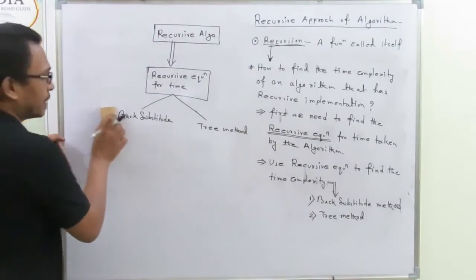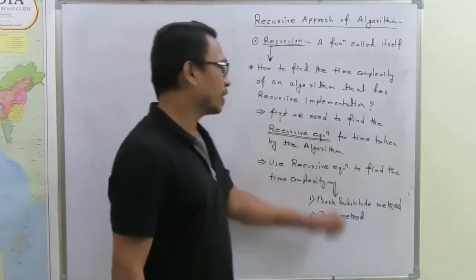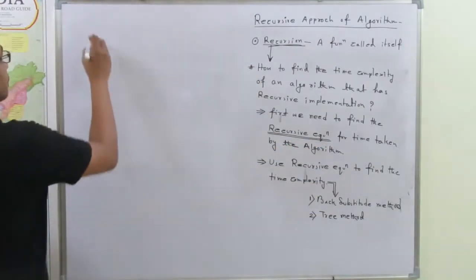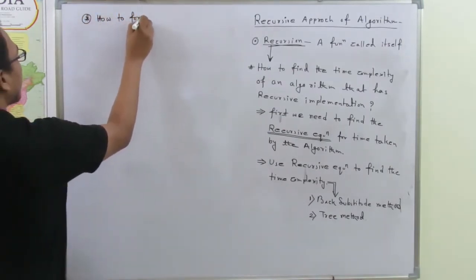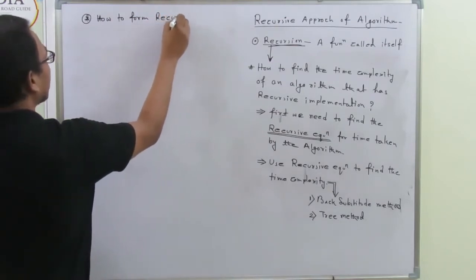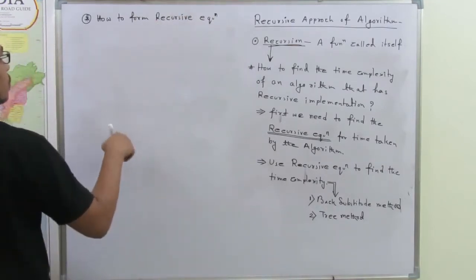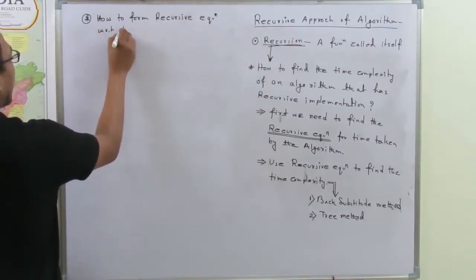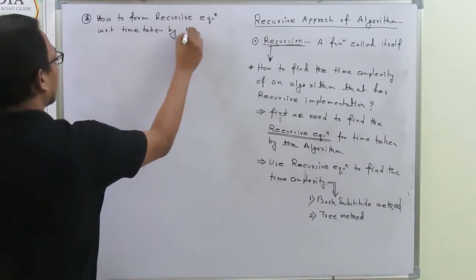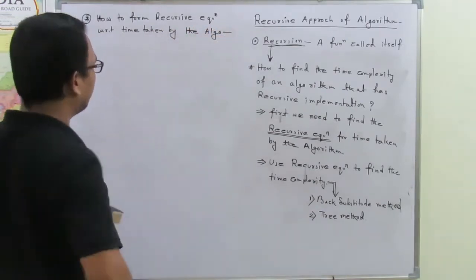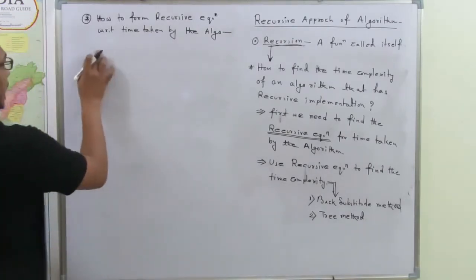So first thing first, let's go with recursive equation. How to form recursive equation? We will form this recursive equation with respect to time only, time taken by the algorithm. Clear? Now let's say a given algorithm is like that.